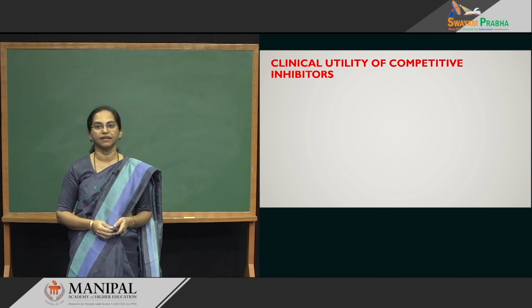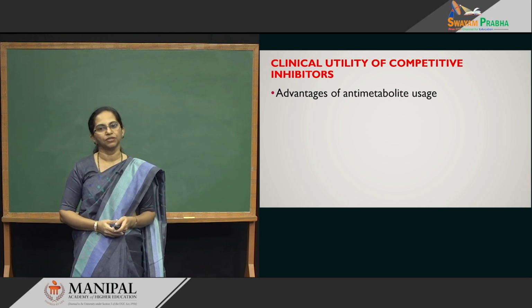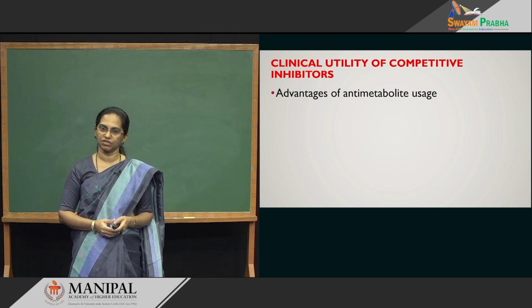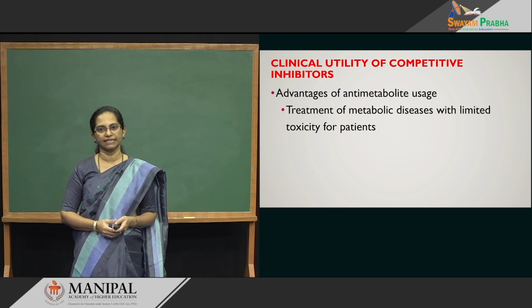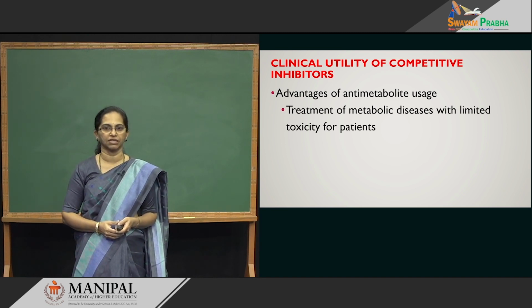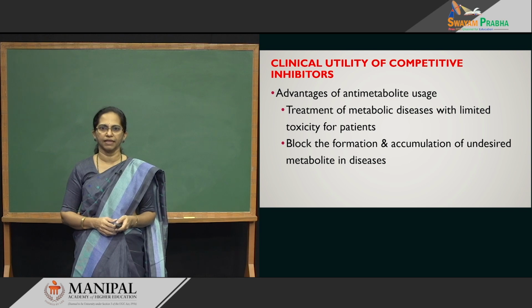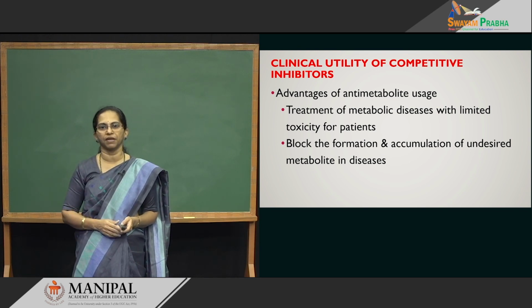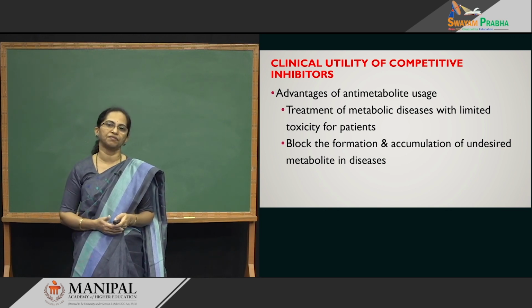So, what is the clinical utility of competitive inhibitors? You can use these antimetabolites for several purposes. Treatment of metabolic diseases with limited toxicity. By giving the inhibitors, you are actually curing the person, but not much toxicity to him. And then you can block specific pathways or you can activate certain pathways, isn't it? So, you can block certain pathways and prevent the accumulation of products which you do not want.